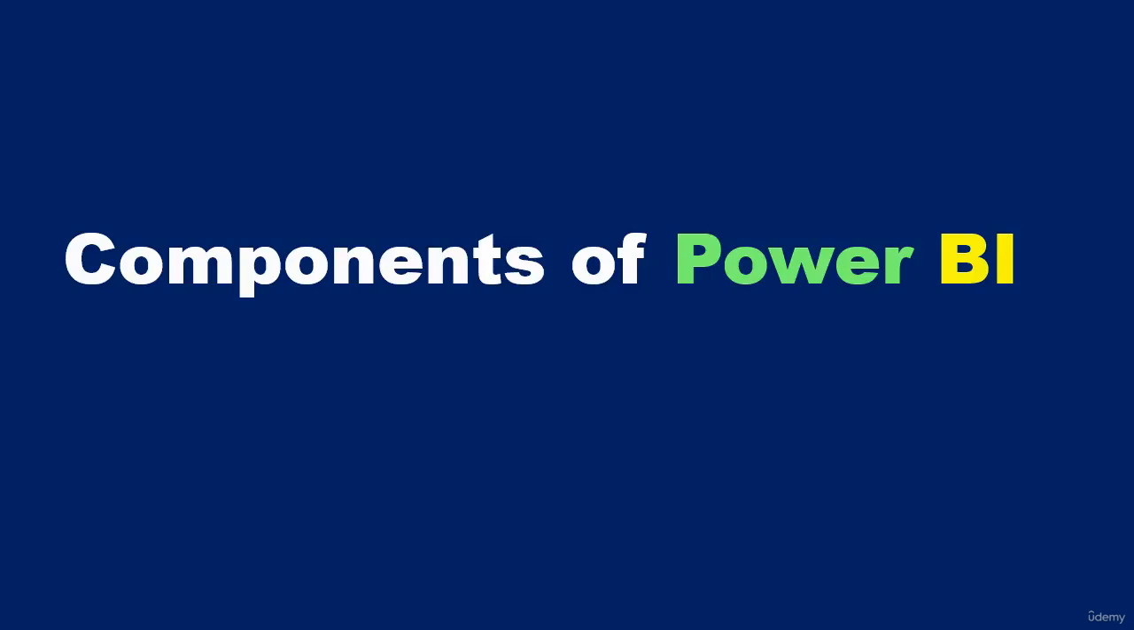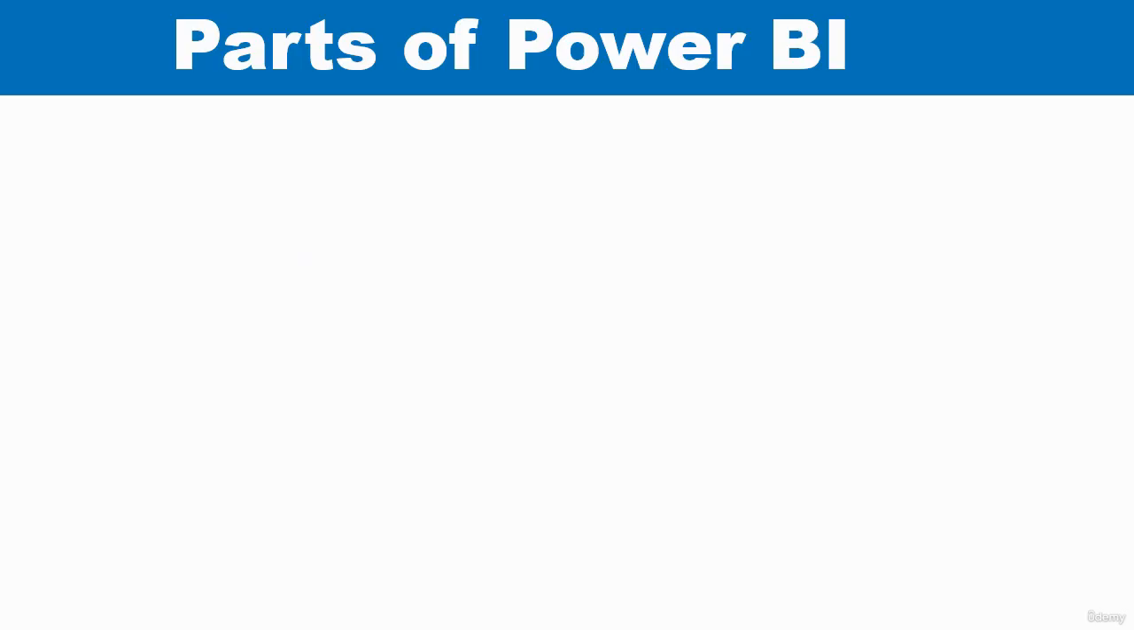I'm going to briefly describe the components of Power BI. Power BI consists of three parts. The first part is called the Power BI Desktop. The Power BI Desktop is a free application that you can install on your local computer. It lets you connect to, transform, and also visualize your data.